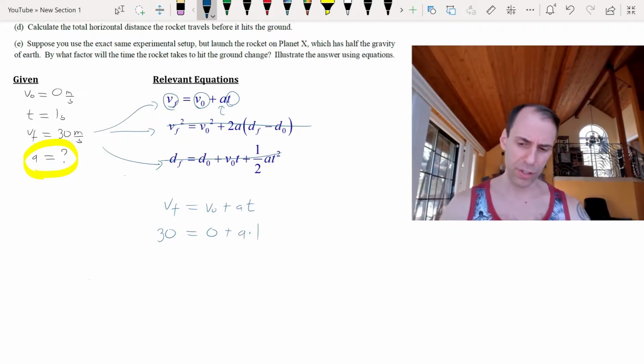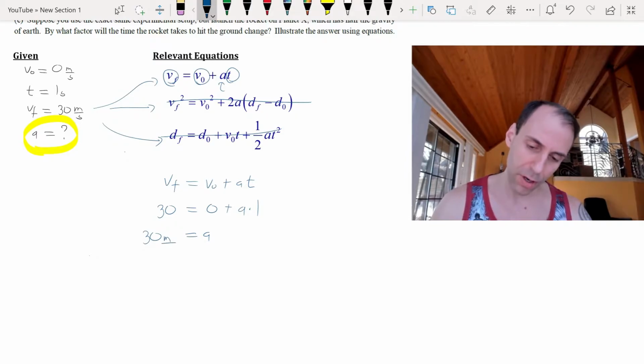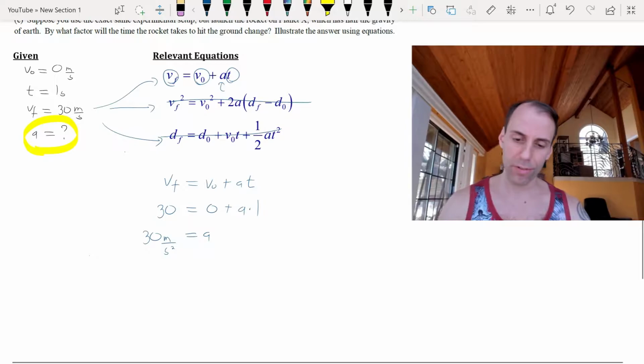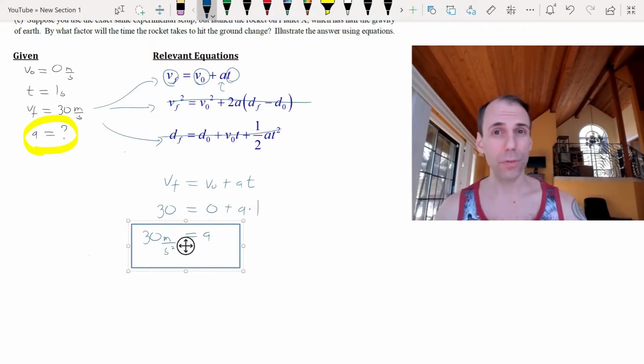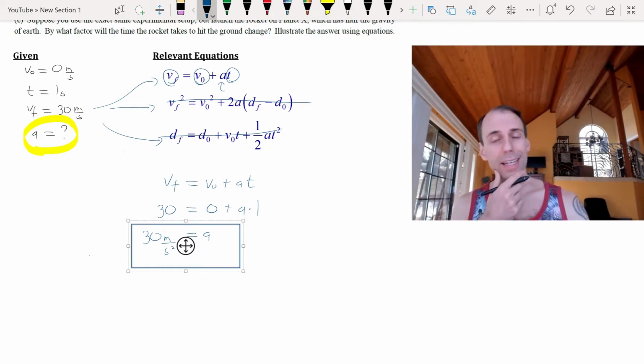Well, this one's pretty straightforward, right? When we solve for this, this is going to be 30 is equal to a. But by the way, don't forget units. So 30 meters per second squared, because it's an acceleration. So it's meters per something squared. And that's how to do part A.